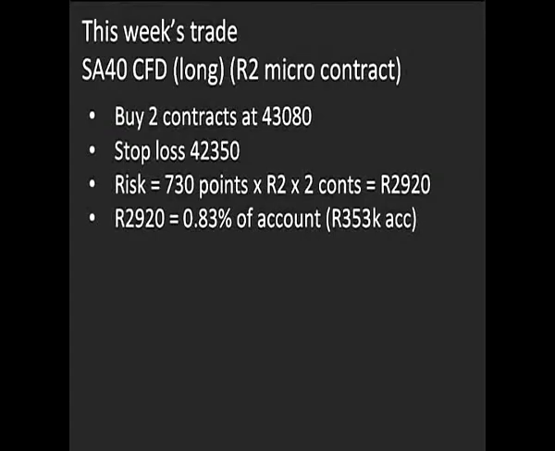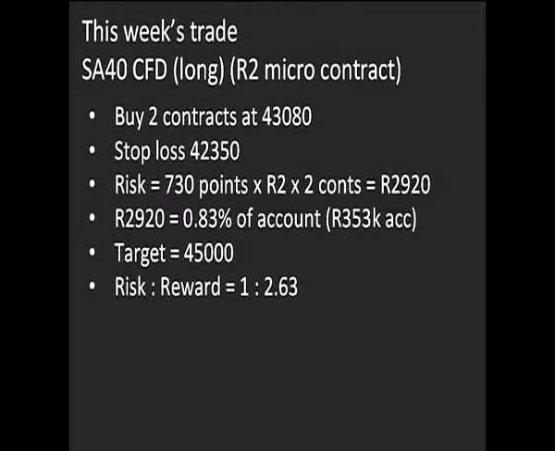Okay, so it's a small position. It's a small position, absolutely. And my target is 45,000. My risk to reward, therefore, is 1 to 2.63, which I think is not too bad. And then my exposure on this trade is 172,000 rand. That's the total exposure that I'm taking with 2 of these contracts long. Okay, so that's quite a nifty little product to use. It is, and something we might use a bit more in future.